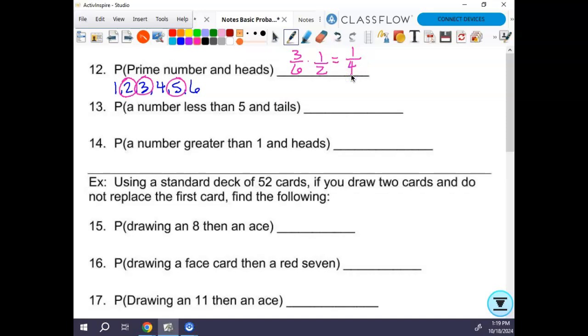A number less than 5. How many numbers less than 5 are there? 4. So that's 4 out of 6. And then the coin's easy because it's just going to be 1 out of 2 each time. So that gives me a 4 out of 12 chance.